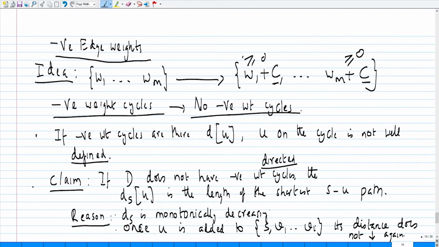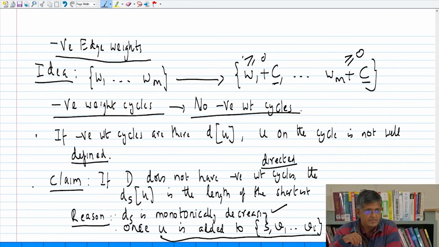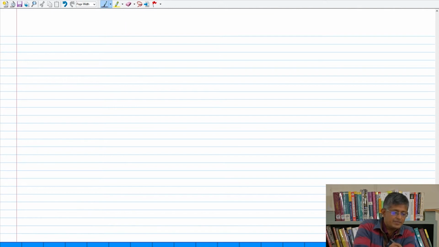So the key property of the algorithm is that the relax function ensures that the distance estimate from S will never increase, it's monotonically decreasing. And once you select a vertex and add it into this set, to which distances from S have been found, the distance does not decrease again. So therefore, Dijkstra's works in a slightly more general setting, provided you don't have negative weight cycles. So basically, I am close to finishing.